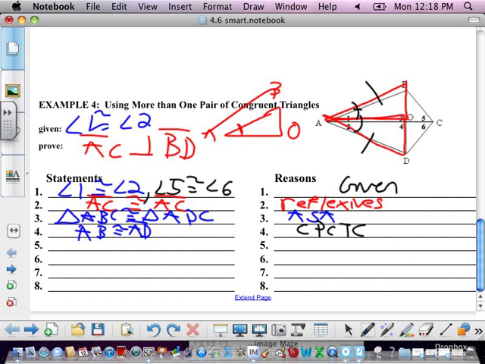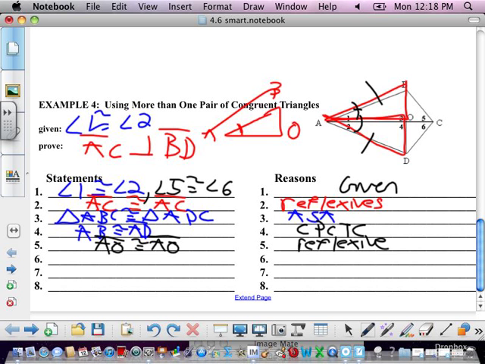Can 3 and 4? You don't know that yet. Do you have a proof for 3 and 4 being congruent? Do we have a reason? No. AO is congruent to AO. What do we use? Reflexive. Good job.